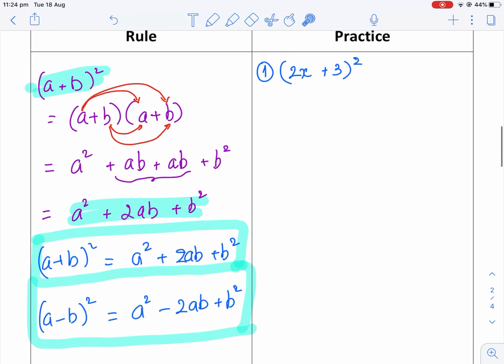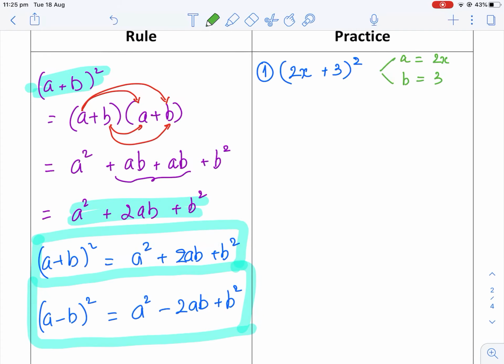All right, and then we're going to use these formulas to do some of the questions here. The first question is expanding this one. I have 2x plus 3 squared, so I know that I'm going to use this formula, a plus b squared. My job is to identify which one is a, which one is b. So in here, a is 2x and b is 3.